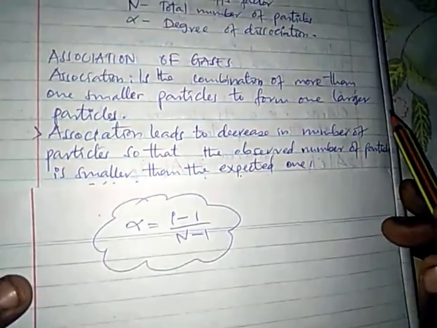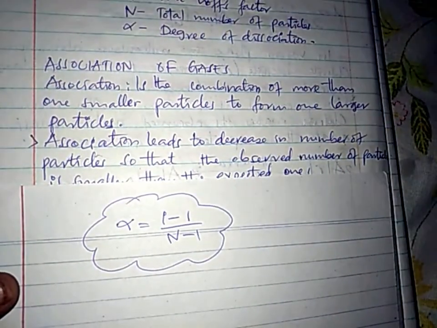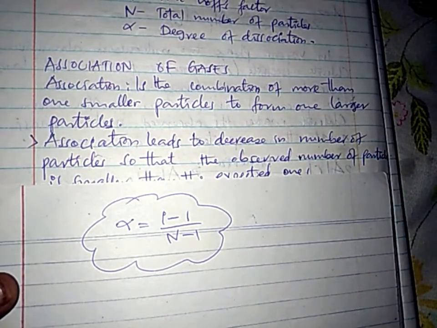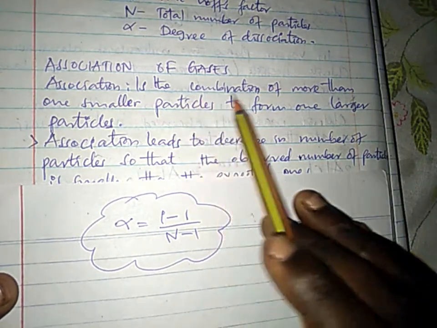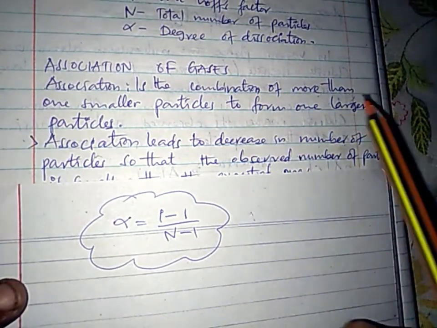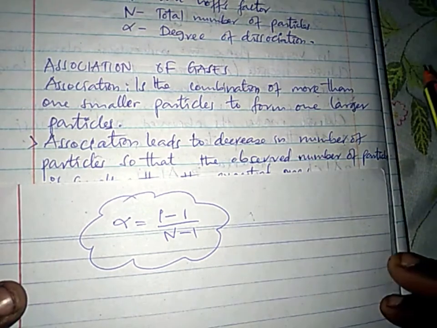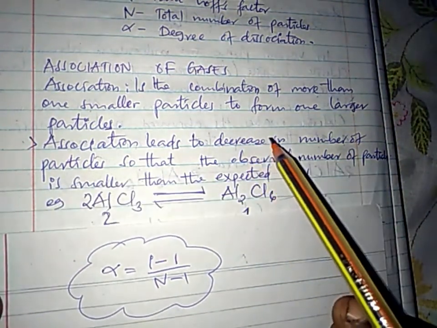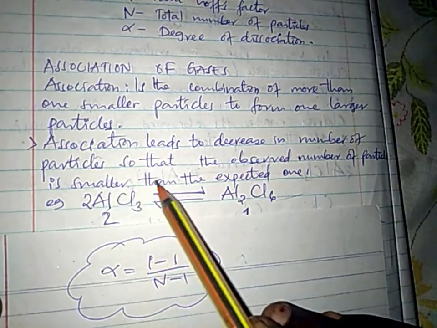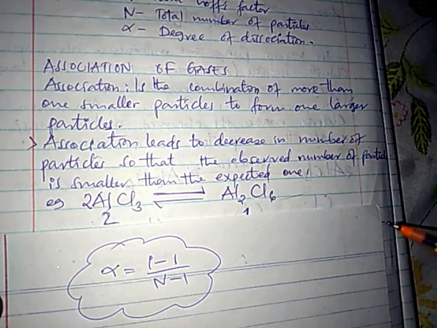Association is just like the inverse of dissociation. In dissociation, we had one particle break down to form many particles. In association, many particles join to form one larger particle. So association is the combination of more than one smaller particle to form a larger particle. Association leads to a decrease in the number of particles, so the observed number of particles is smaller than expected.